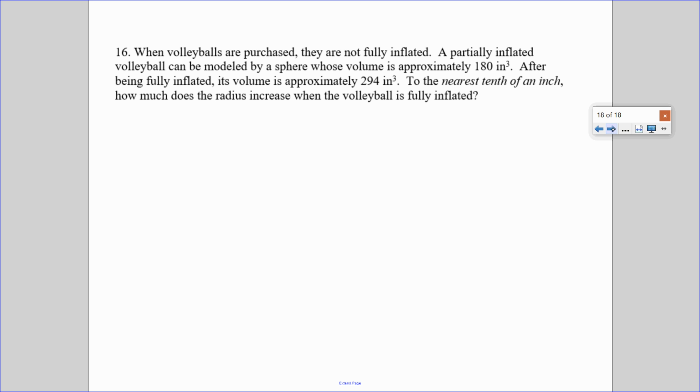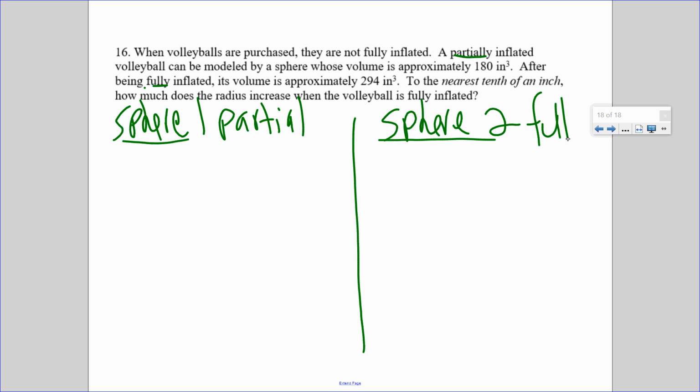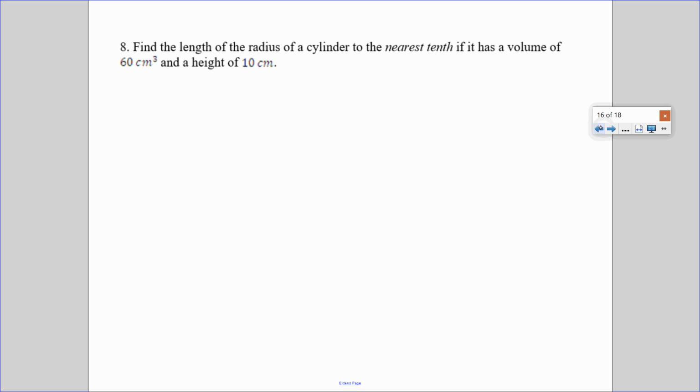When volleyballs are purchased, they are not fully inflated. A partially inflated volleyball can be modeled by a sphere whose volume is approximately 180 cubic inches. After being fully inflated, its volume is approximately 294 cubic inches. So I've got two spheres. I've got sphere 1 and sphere 2. Sphere 1 is the partially inflated and sphere 2 is the fully inflated. So that's partial and that's full.